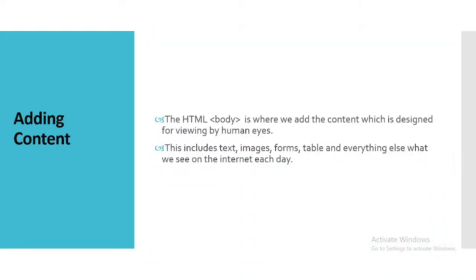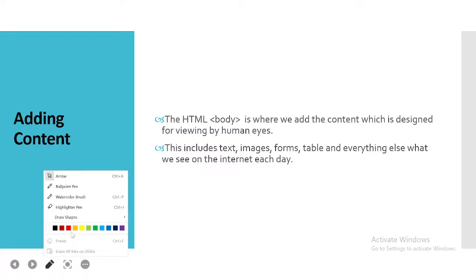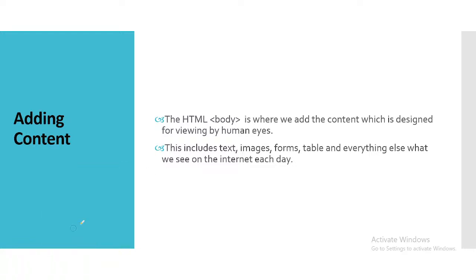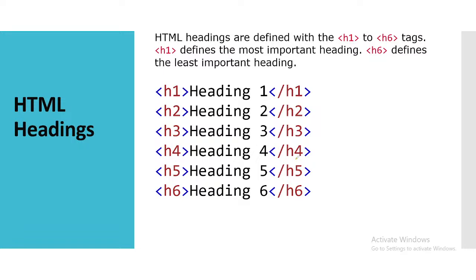Then adding content. What all things we mention in this particular body tag are going to be displayed in the website. Just now I told you. Okay, the data might be text, or images, or forms, or tables, or everything else. So whatever things we need to include in our websites are going to be mentioned in the body tag and will be displayed in the website. Okay, then HTML headings.